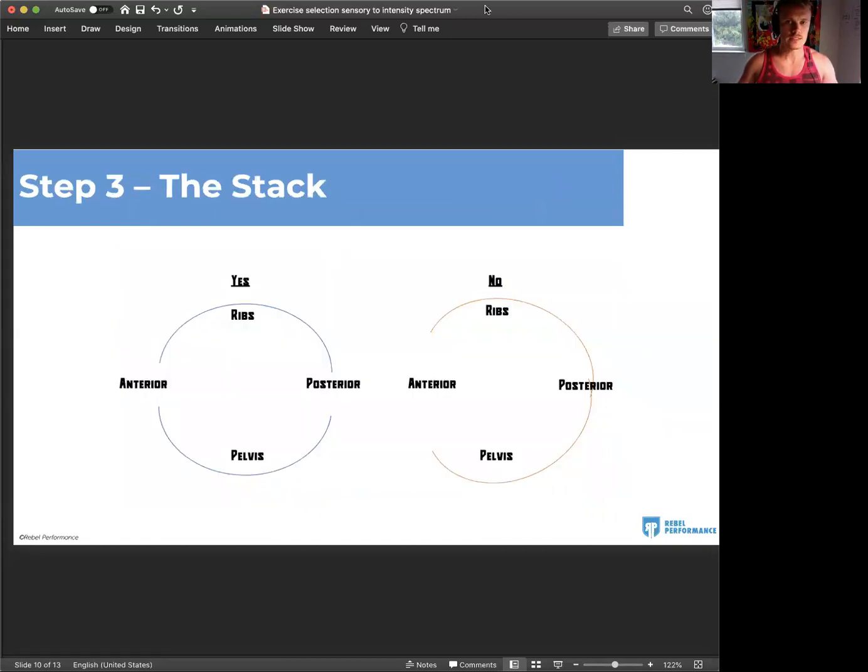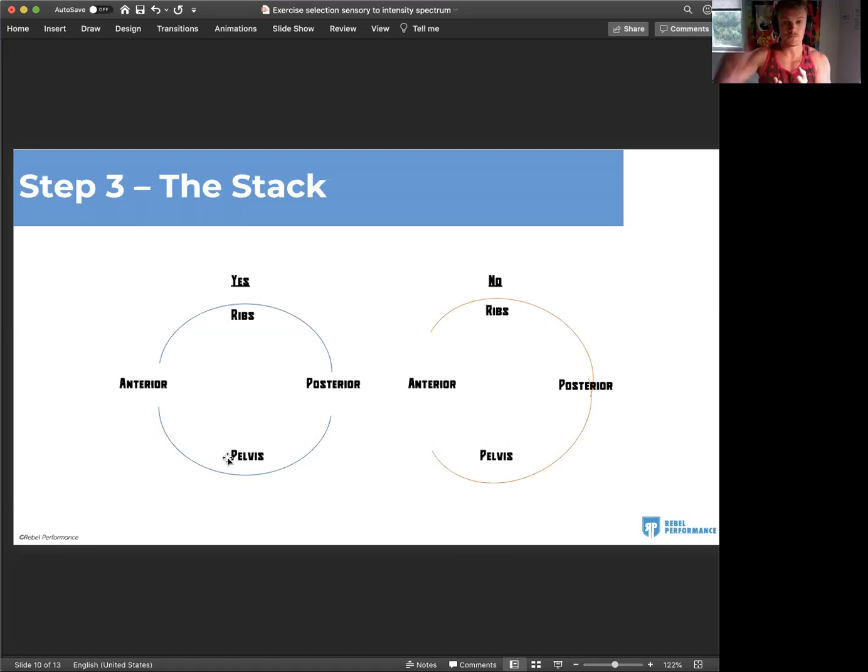Okay, next up, step 3 is just basically, can you maintain the stack while you're performing the exercise? And so the easiest, simplest way for us to show this is with these little lines and graphics here, right? So a stack is essentially just saying, can you stack your ribs on top of your pelvis, right? So on the left side, we see yes, ribs stacked on top of pelvis. If you think of it like a mouth, ribs are the top of the mouth, pelvis is the bottom of the mouth. I want ribs down, pelvis under.